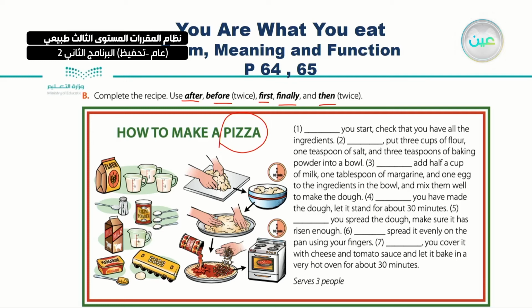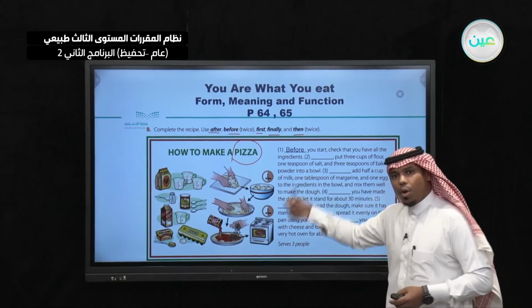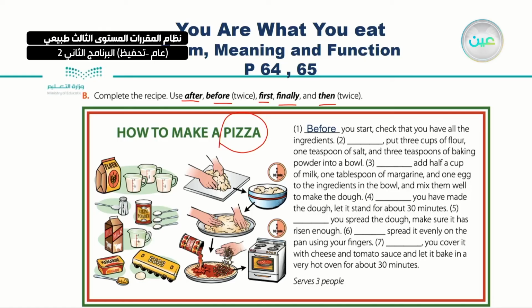So here, the first one, I should use what? At the beginning. You should use before you start. Check that you have all the ingredients. All ingredients I'm talking about: the flour, for example, here I'm talking about the spoon, the salt, milk, and so on. The sauce also. Number 2. Then put 3 cups of flour, 1 teaspoon of salt, and 3 teaspoons of baking powder into a bowl, just like this one.